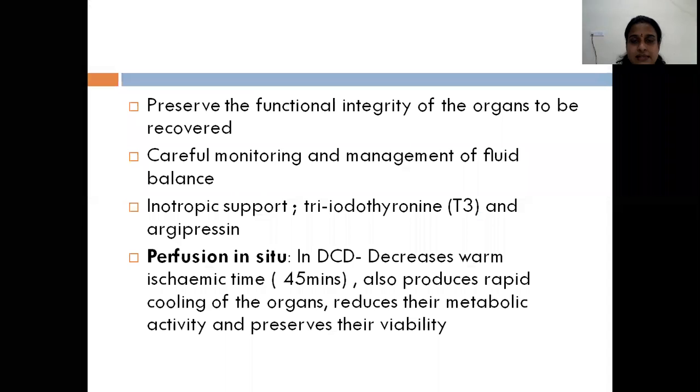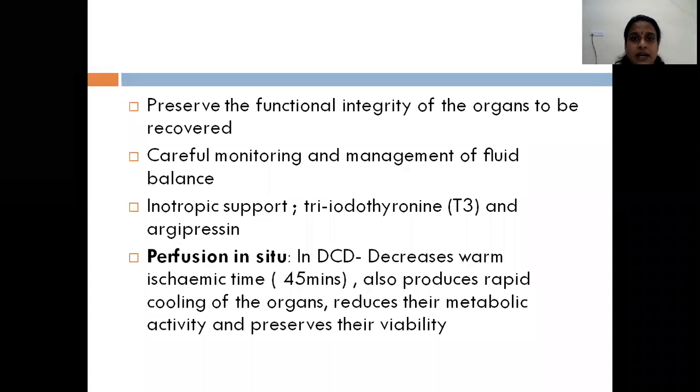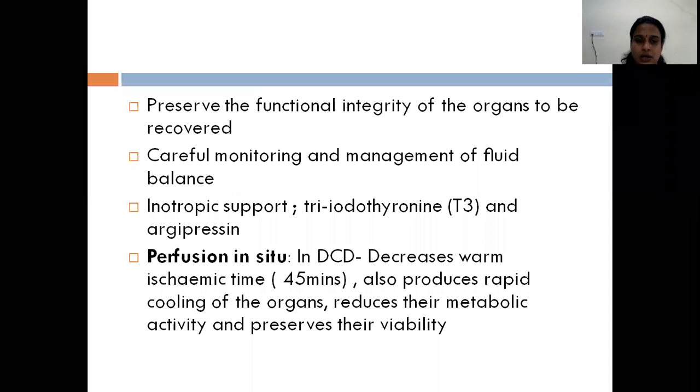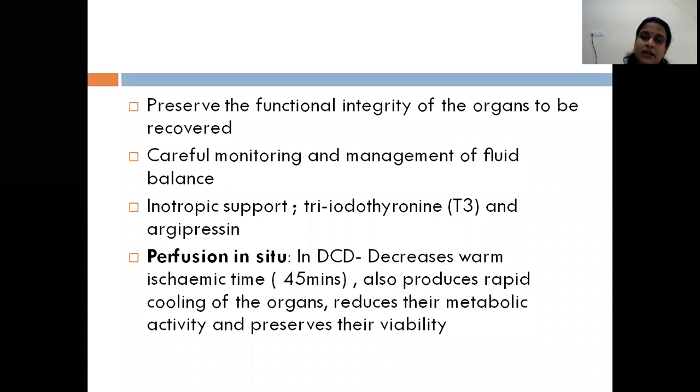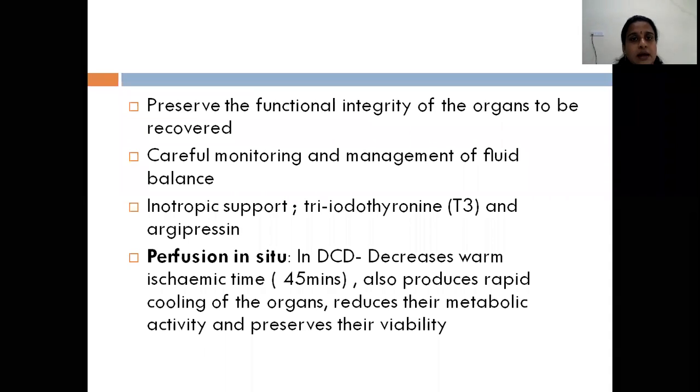Once the deceased donors are brain dead, there's definitely derangement in the fluid electrolyte balance, and hence hemodynamic stability is disturbed in brain dead patients. So what is our aim? The organ recovery team has to carefully monitor and manage the fluid balance in the deceased donor from whom we are taking out the organs. In such patients, we will give vasopressins to provide hemodynamic stability. Also, triiodothyronine can be given, and inotropic supports are given.